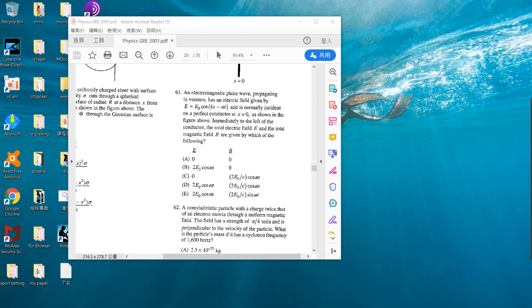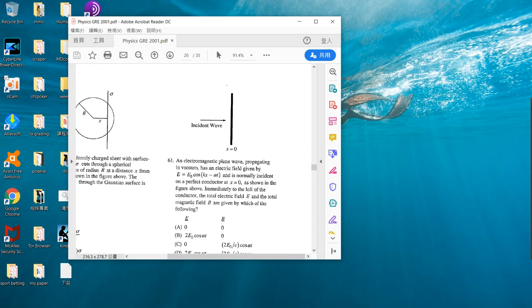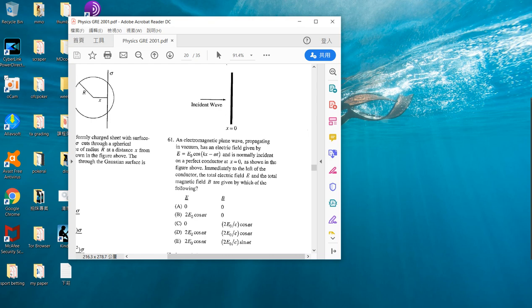Guys, so keep solving our physics subject GRE. So 61. Basically, you have an electromagnetic plane wave propagating in vacuum with electric field, normally incident on a perfect conductor at x equals 0. Immediately to the left of the conductor, the total electric field E and the total magnetic field are given by the following, which one will follow.